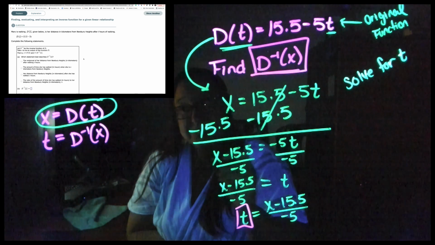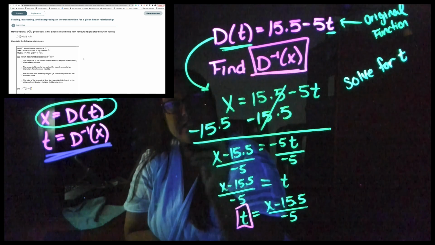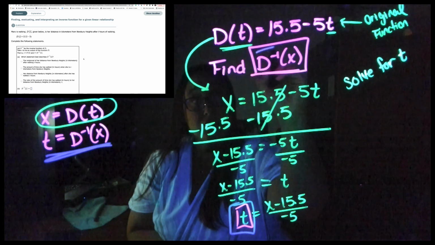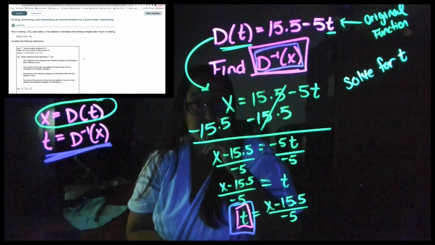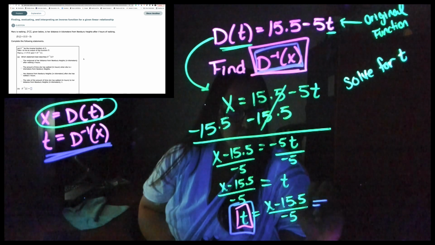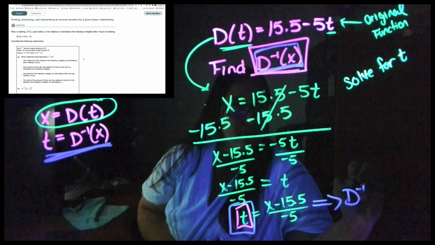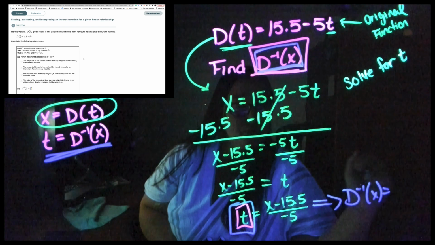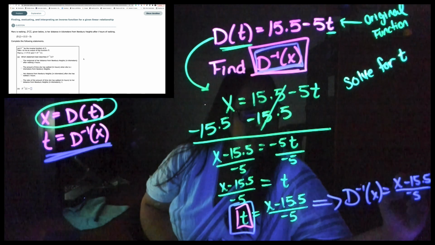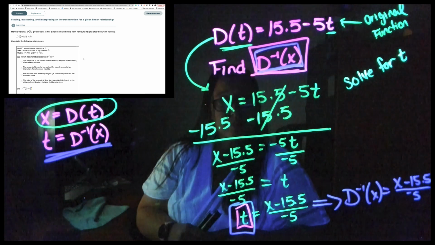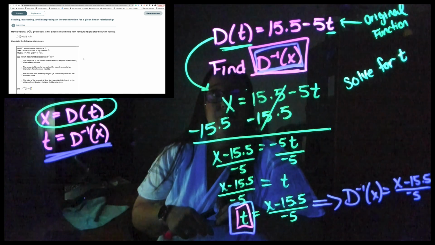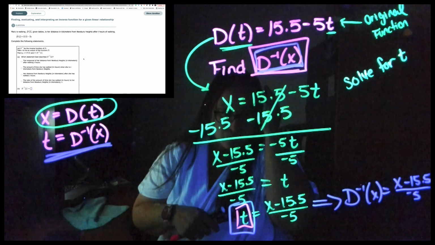I can replace t, because of this statement here, t is equal to this expression, the inverse function of d of x. I can replace t with this. So that's going to tell me that the inverse of d of x is equal to x minus 15.5 over negative 5. In class I was having trouble explaining exactly how that notation ended up being what it was.